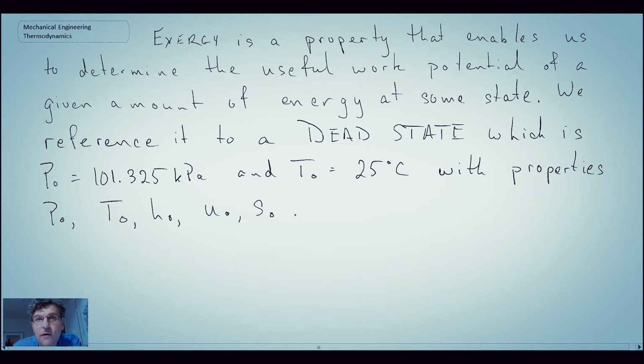And we also assign property information to the dead state, and that is P naught, T naught, H naught, U naught, and S naught. So that would be your pressure and temperature, enthalpy, internal energy, and entropy at this dead state. So what we do is we look at our system at a given state, and we determine the amount of useful work potential at that given state with respect to this dead state.